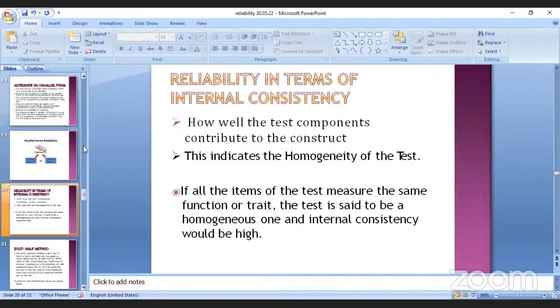So we talked about reliability in terms of test-retest reliability. So whether our instrument or our questionnaire is reliable or not, whether it is giving us consistent results or not. One way to test is by applying the questionnaire on the same individual after a certain period of time. Now there is one more thing, which is the internal consistency of a test. That is how well the test components contribute to the construct and how far the test is homogeneous. How far the test is homogeneous means whether one item and another item correlate or not. Item here means our questions. So maybe my questionnaire has 10 items or 10 questions.